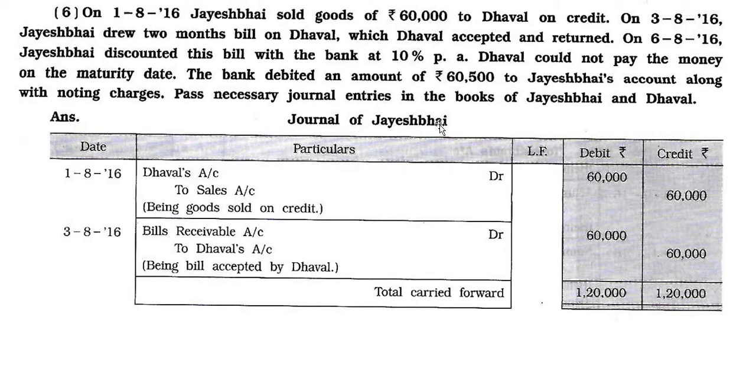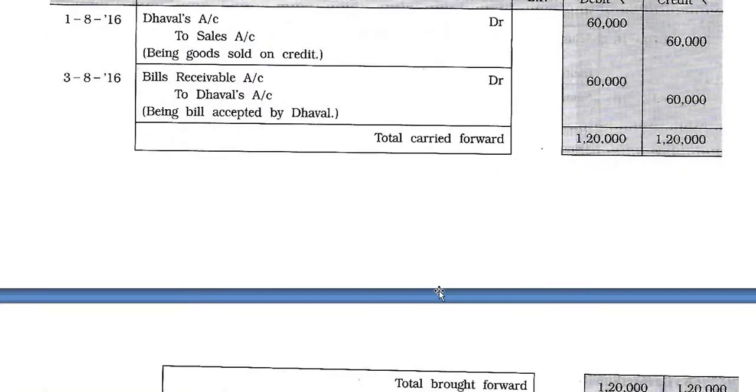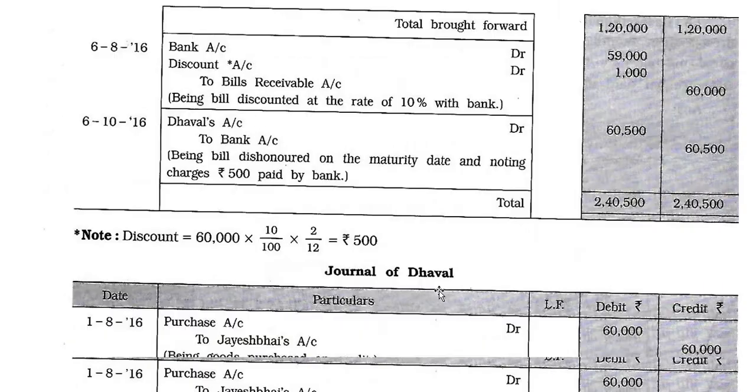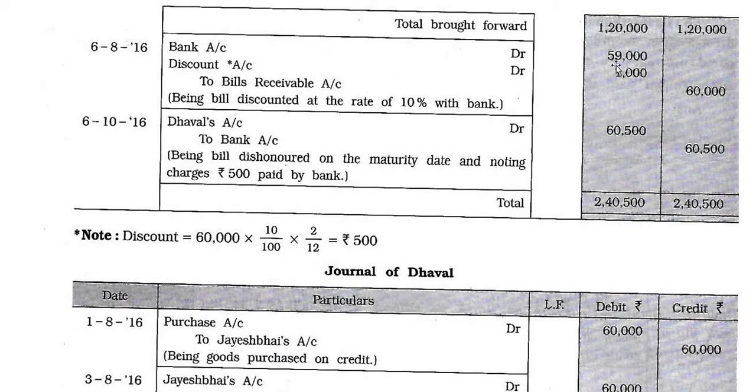Answer part. Journal of Jayesh Bhai. 1/8/2016. Dhawal's account debit 60,000 to sales account 60,000, being goods sold on credit. 3/8/2016. Bills receivable account debit 60,000 to Dhawal's account 60,000, being bill accepted by Dhawal. 6/8/2016. Bank account debit 59,000, discount account 1,000 to bills receivable account 60,000, being bill discounted at the rate of 10% with bank.